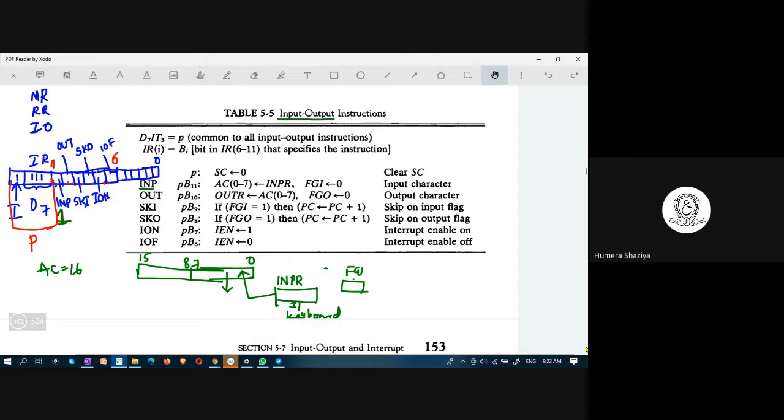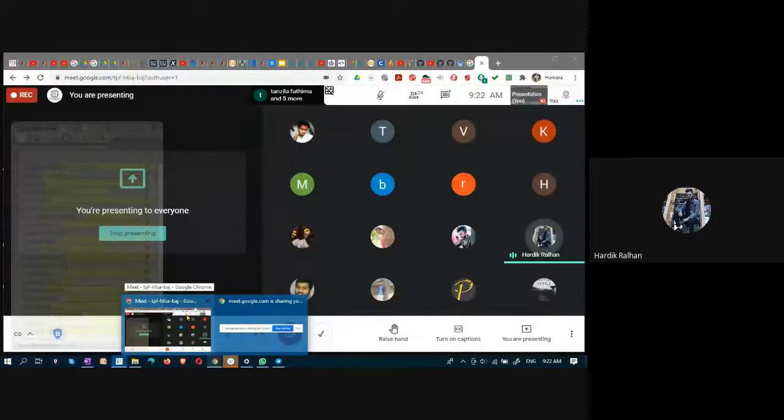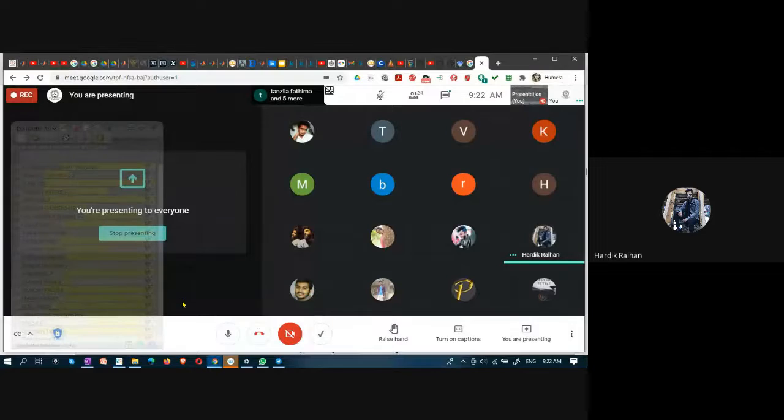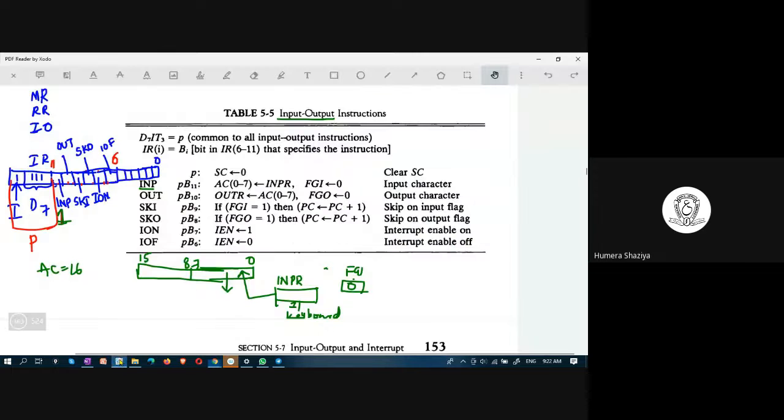Essentially, here you are transferring the value into the accumulator. Therefore, the input register is empty now. To denote that, this is set to 0. This is the input operation. FGI is written 0 because you are consuming the value. After you consume the value, consuming means what? Transferring from the input register into the accumulator.